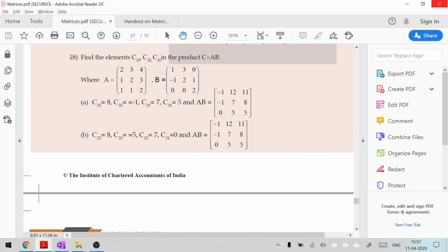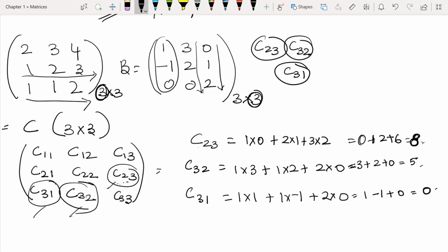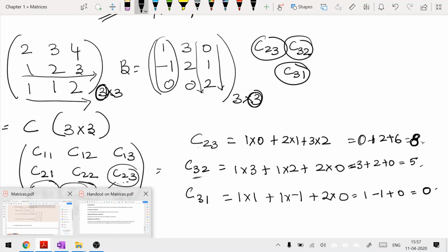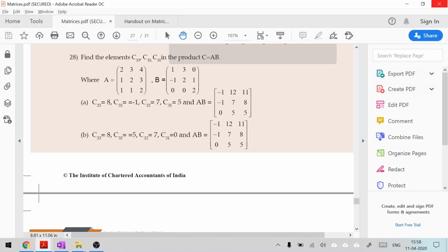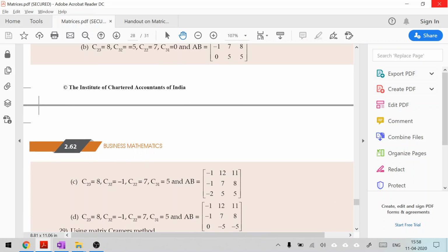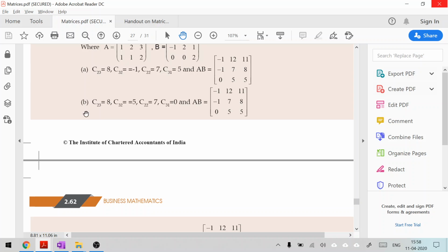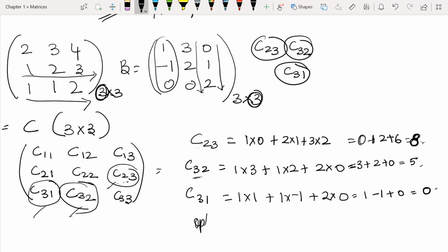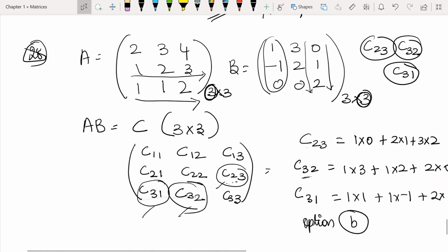Okay. Let's see C32. This is my C32. 5. See, C32 is 5. Only B has got it. So therefore I can just go ahead and select option B here. And C31 is 0 here correctly. So the answer is option B. Is that fine? So we have done question number 28.